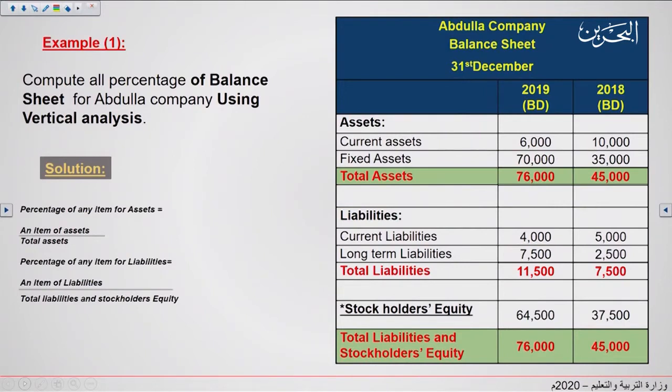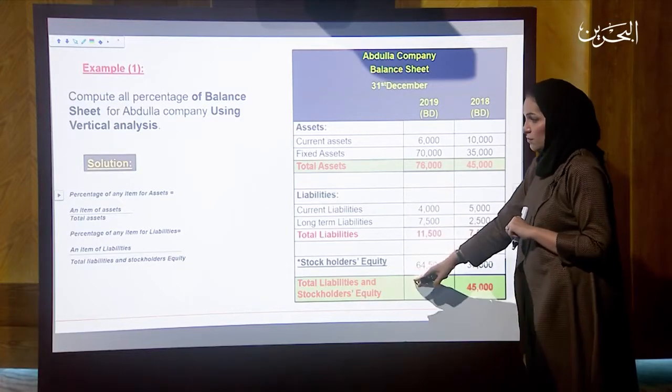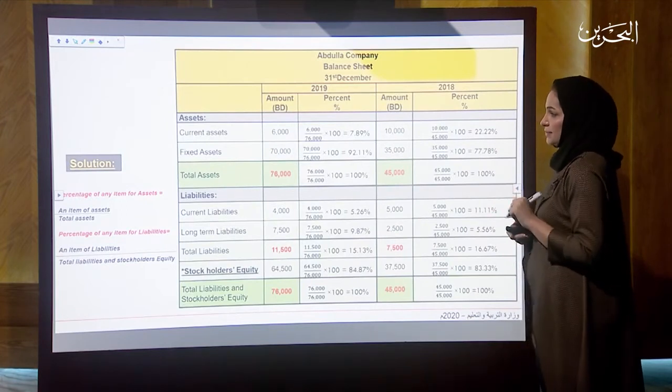Let's see the first example. We have balance sheets, okay, and the requirement is compute all percentage of balance sheet of Abdullah Company. We have 2019 and 2018. The solution, we have two formulas for the balance sheet. One of them, an item of assets over the total assets, or any item of liability over total liability and stockholders' equity. Let's see the solution.